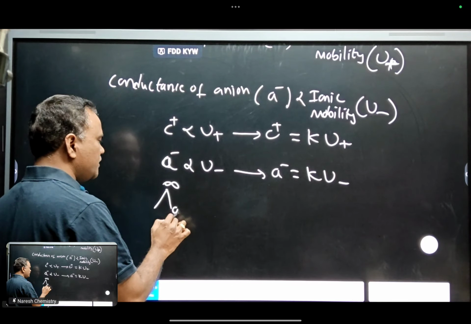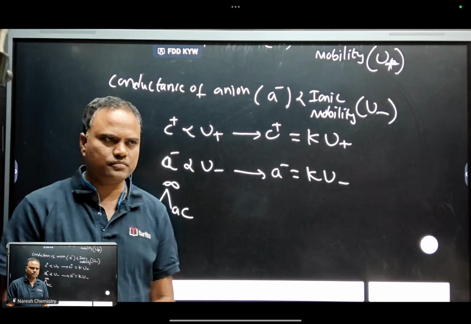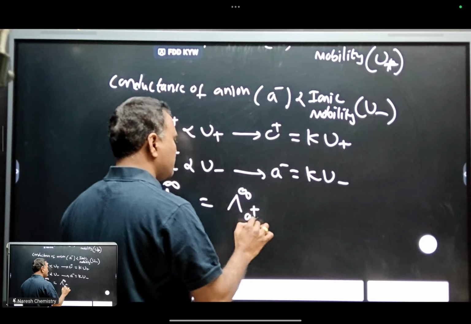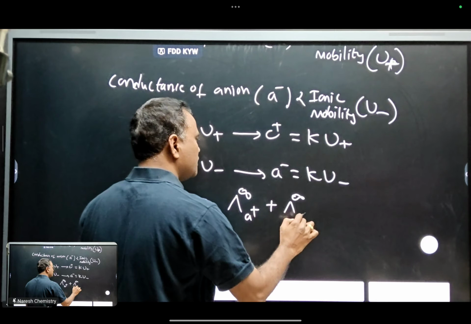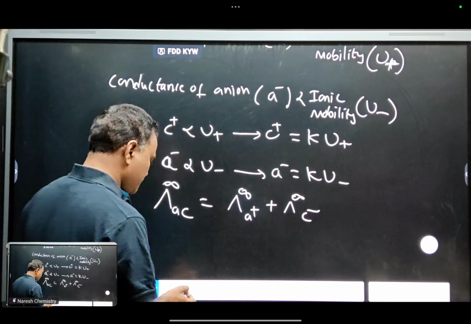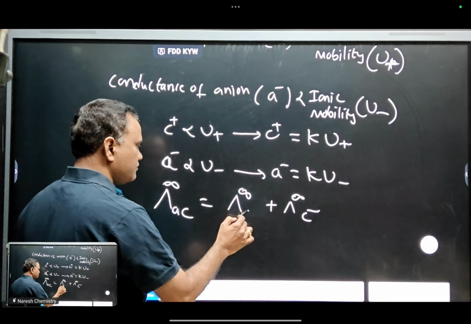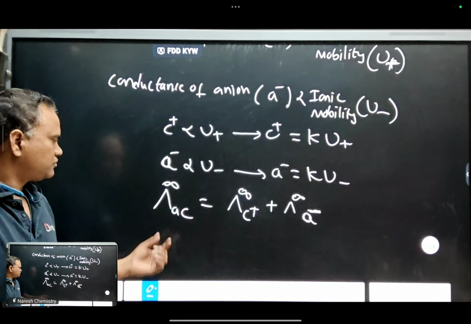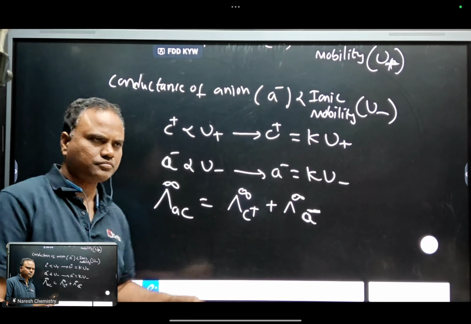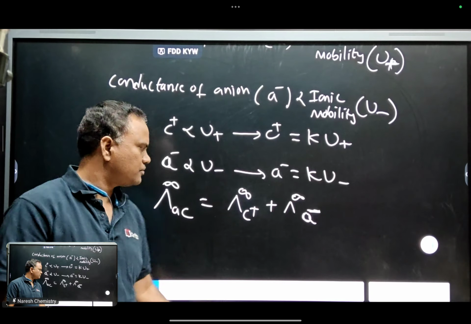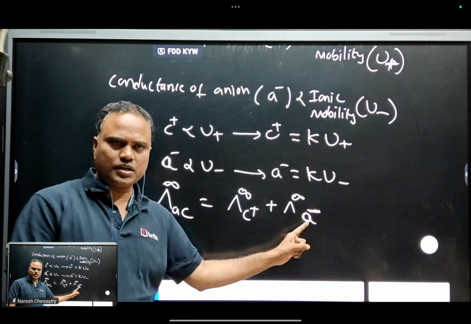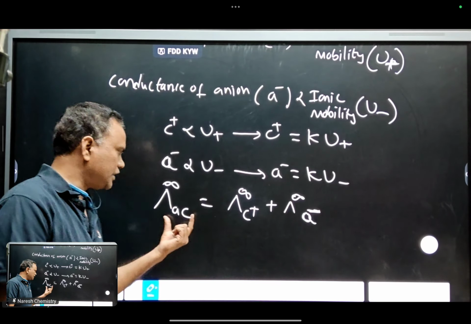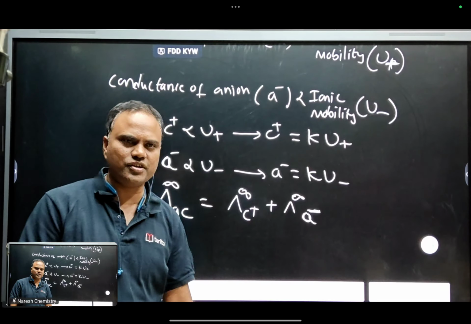Equivalent conductance at infinite dilution of AC. AC is the salt form. Salt, okay. Lambda infinity of AC is equal to lambda infinity of C plus and A minus. AC is the salt; the salt dissociates into ions. Conductance of cation plus conductance of anion. This is Kohlrausch law. What is Kohlrausch law? At infinite dilution, the conductance of an electrolyte is the sum of the conductances of its ions, right?